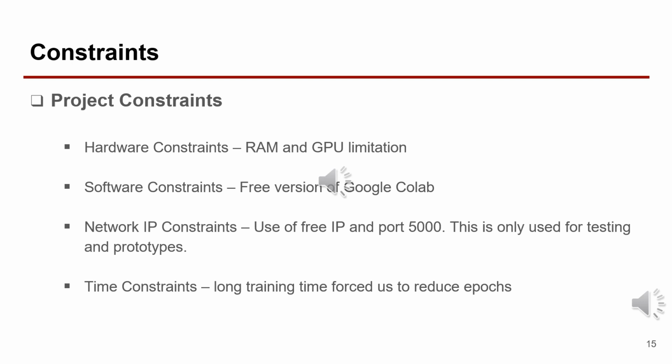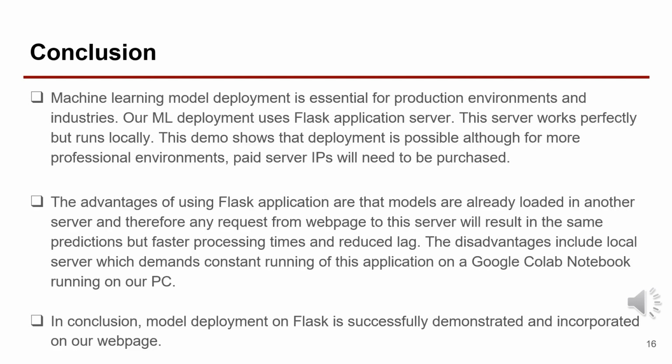Another constraint was time: the training time of our machine learning models is too long. Machine learning model deployment is essential for production environments and industries. We deployed our ML model using a Flask application server. This server works perfectly, as you can see in the previous slides, but runs locally.